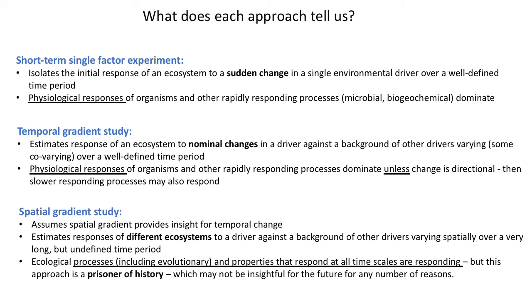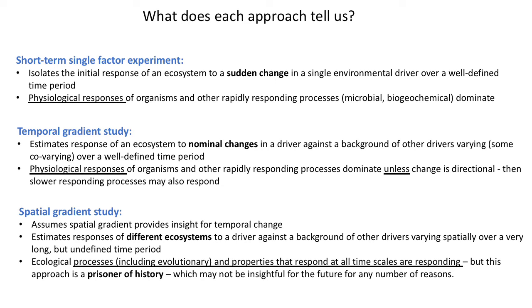And then finally, think about these large spatial gradient studies across large geographic regions. Here we're assuming now that the spatial gradient provides some insight about how temporal change might occur. We're learning about how different ecosystem types might respond to a driver against a backdrop, again, of all those other sorts of drivers, some of which might co-vary, some might not, over a long period of time. And the time period, of course, is much longer now because there's been enough time for a number of different ecological processes and really evolutionary processes to play out over these large spatial gradients.